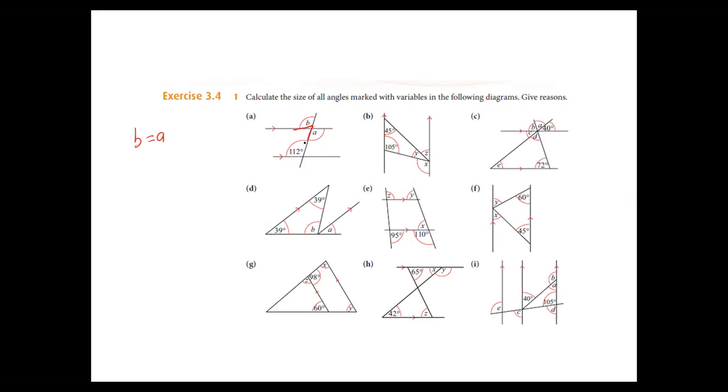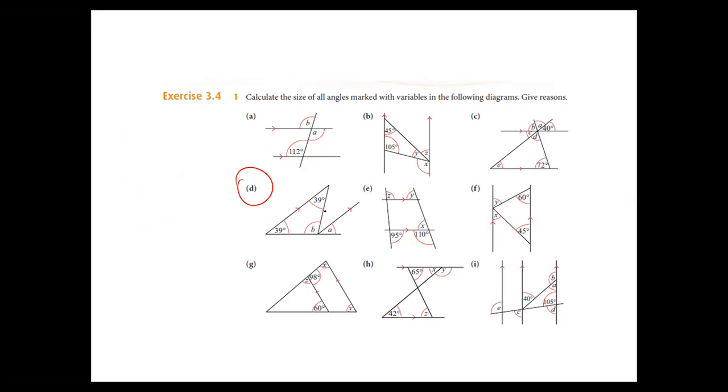And here we have the letter Z, the ladder of Z, and the interior angles of Z must be equal to each other. So A is equal to 112. And what was A? Well, it was B. So B also must be 112.